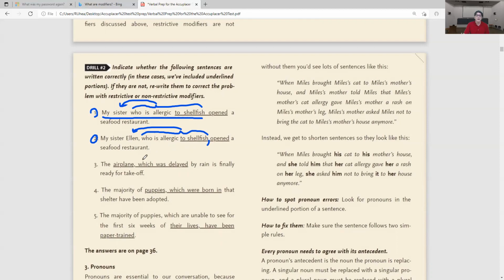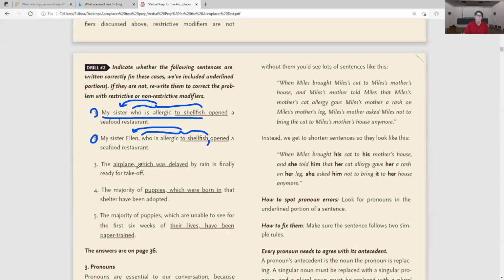Number 3, the airplane, which was delayed by rain, is finally ready for takeoff. When you read the sentence, there may well be other airplanes, but this airplane, which was delayed by rain, is finally ready for takeoff. In this case, since airplane, comma, which was delayed by rain, we can change that part of the sentence. That part of the sentence may be incorrect. And the part that's not underlined, you cannot change.